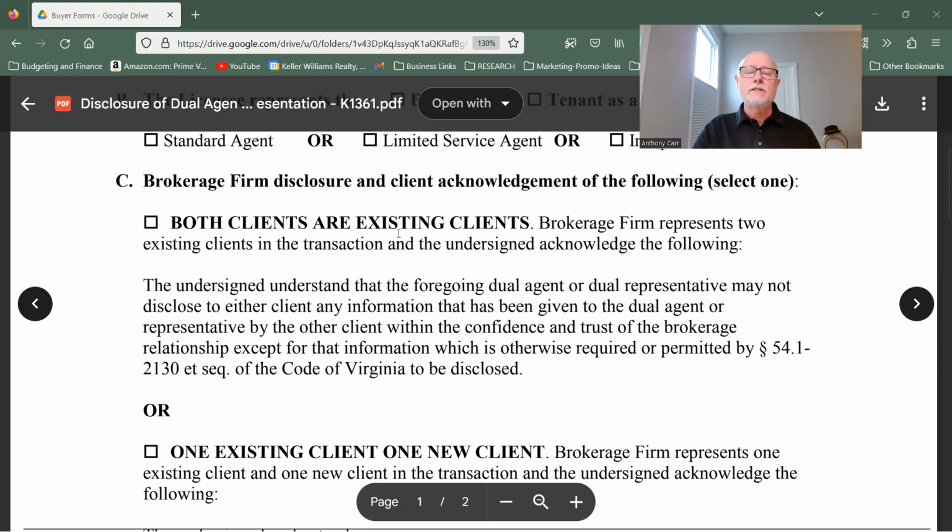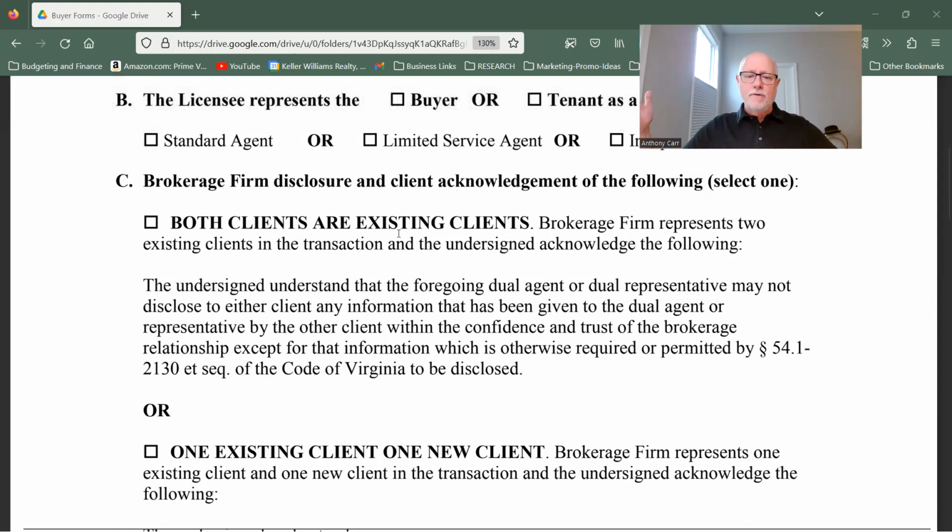Select one. Both clients are existing clients. I've already had them work. I've been working with this buyer for a while. I've been working with the seller for a while. And now they both want to work on the same property. Okay. The buyer wants to buy the property that I have listed as, agent A.